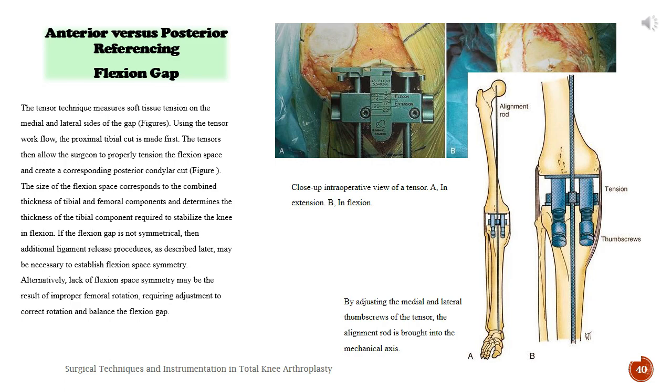Upper-sided figure. Close-up intraoperative view of a tensor. A. In extension. B. In flexion. Downsided figure. By adjusting the medial and lateral thumb screws of the tensor, the alignment rod is brought into the mechanical axis.